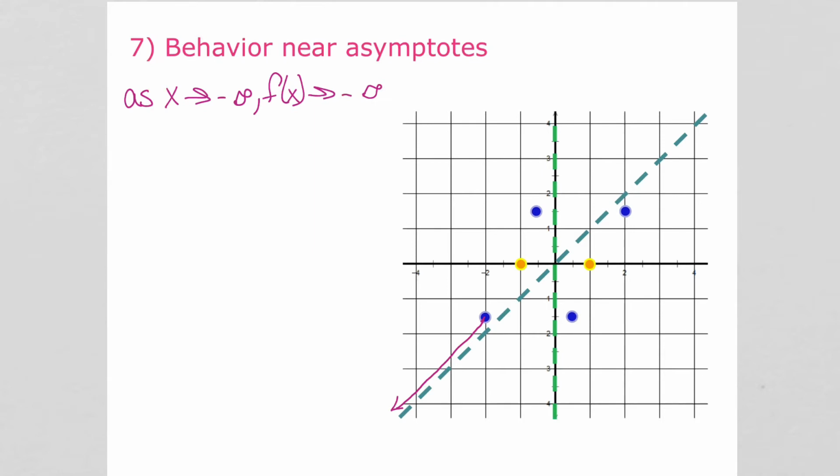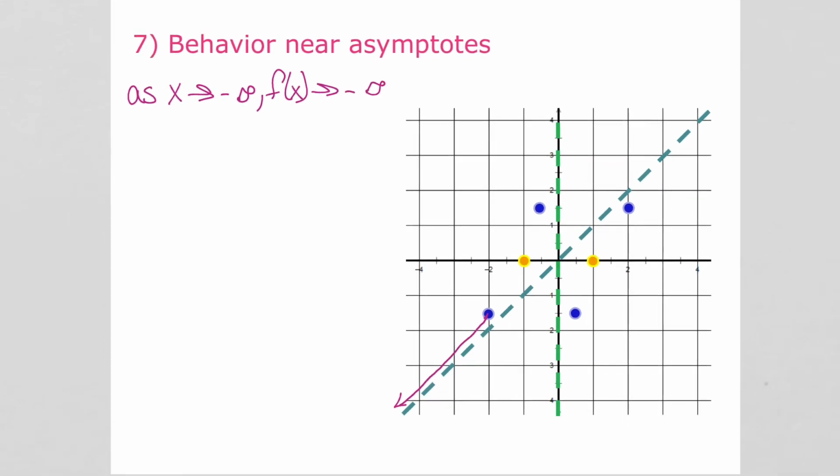So negative infinity. No, it's not going straight down, but it's still going down. We could also say, it depends on what the math program wants. Yeah, it's going to negative infinity. We could also say that it's approaching the line y equals x, which it is. So here's the line y equals x. So it just depends on what it asks for specifically.